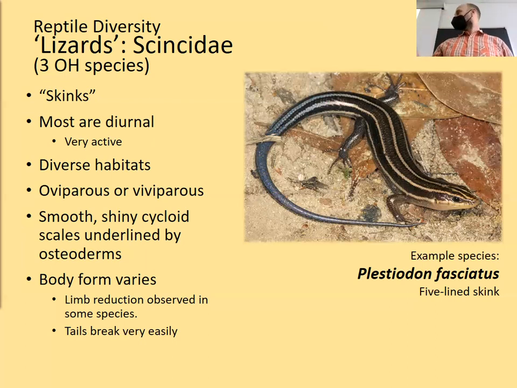All right, we'll get back to Plestiodon laticeps. Laticeps. Oh, so close. That's the broad-headed skink. And then the northern prairie skink is Plestiodon septentrionalis. Is that right? I'm almost positive. Yeah. And then this guy.